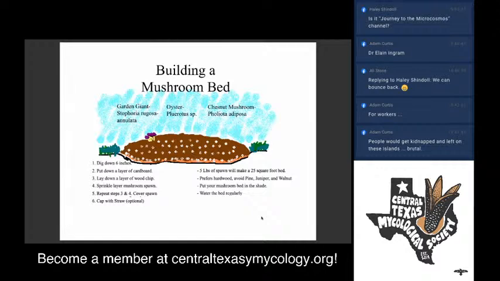Feeding the beds means giving them more. So what do I mean when I say feed the beds? I mean giving them more mulch.